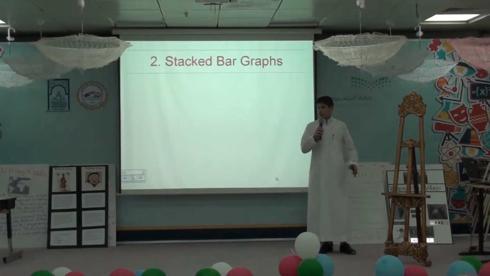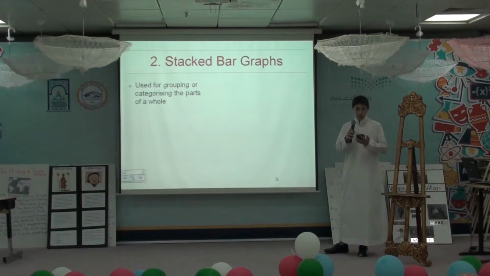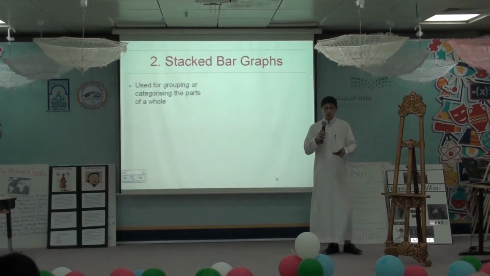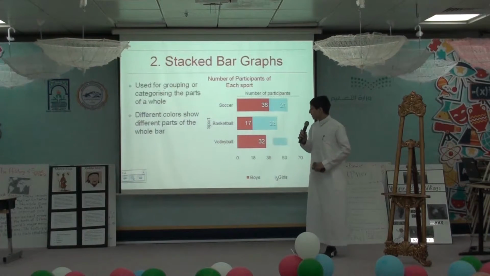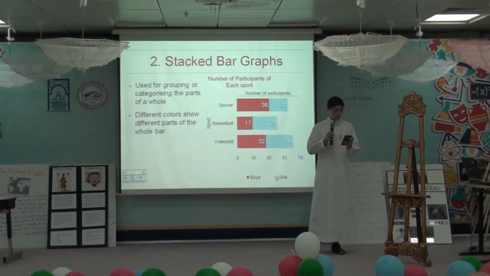Next we'll talk about stacked bar graphs. Stacked bar graphs are essentially bar graphs that are used for categorizing the parts of a whole. Different colors in each bar show different parts of the whole graph.